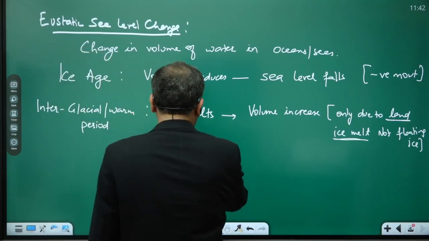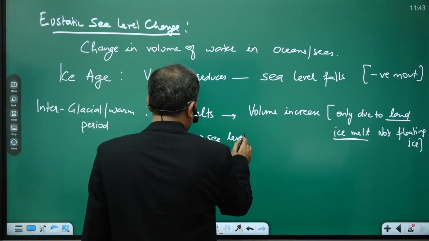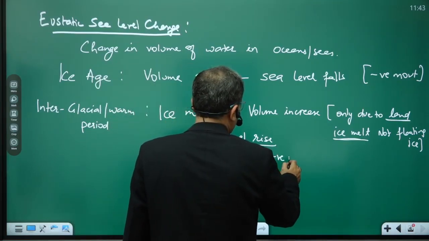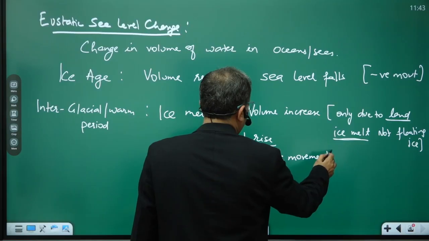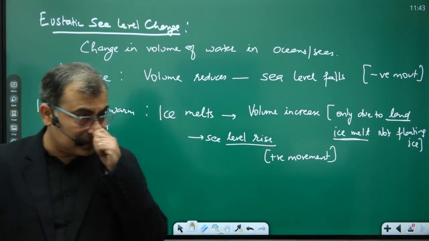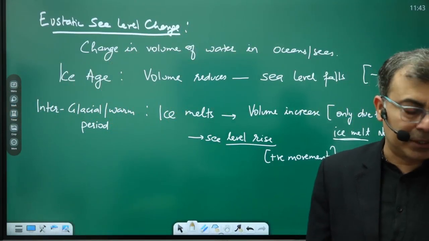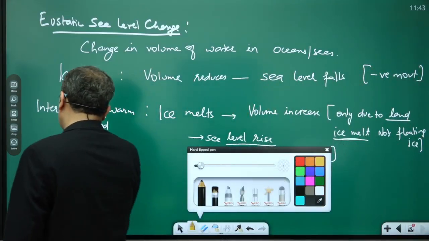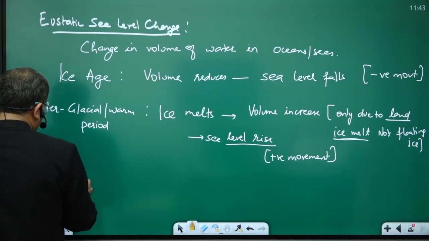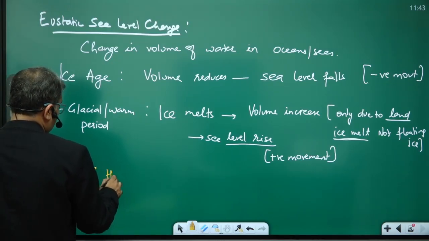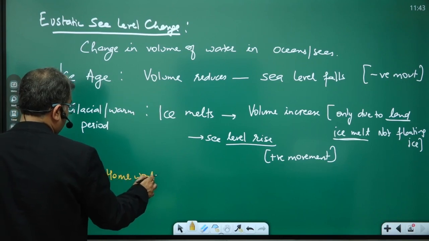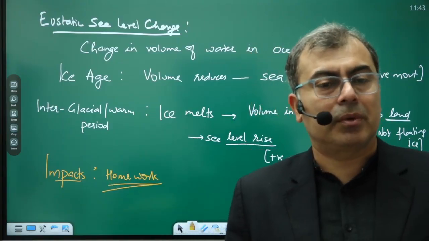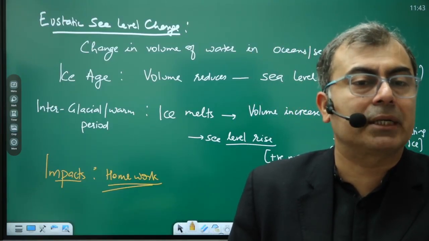What will happen? Sea level rise will happen. Positive movement. Is everyone okay? तो जो पहला पॉइंट आपने कहा कि सर आइस आइस आइस, सो पॉजिटिव एंड नेगेटिव मूवमेंट्स कैन हैपन depending on this. What will be their impacts? This is your homework. सोच के आना, because I have to wind up the class. So that is for tomorrow. We'll talk about that. What will be the impact of eustatic sea level change?